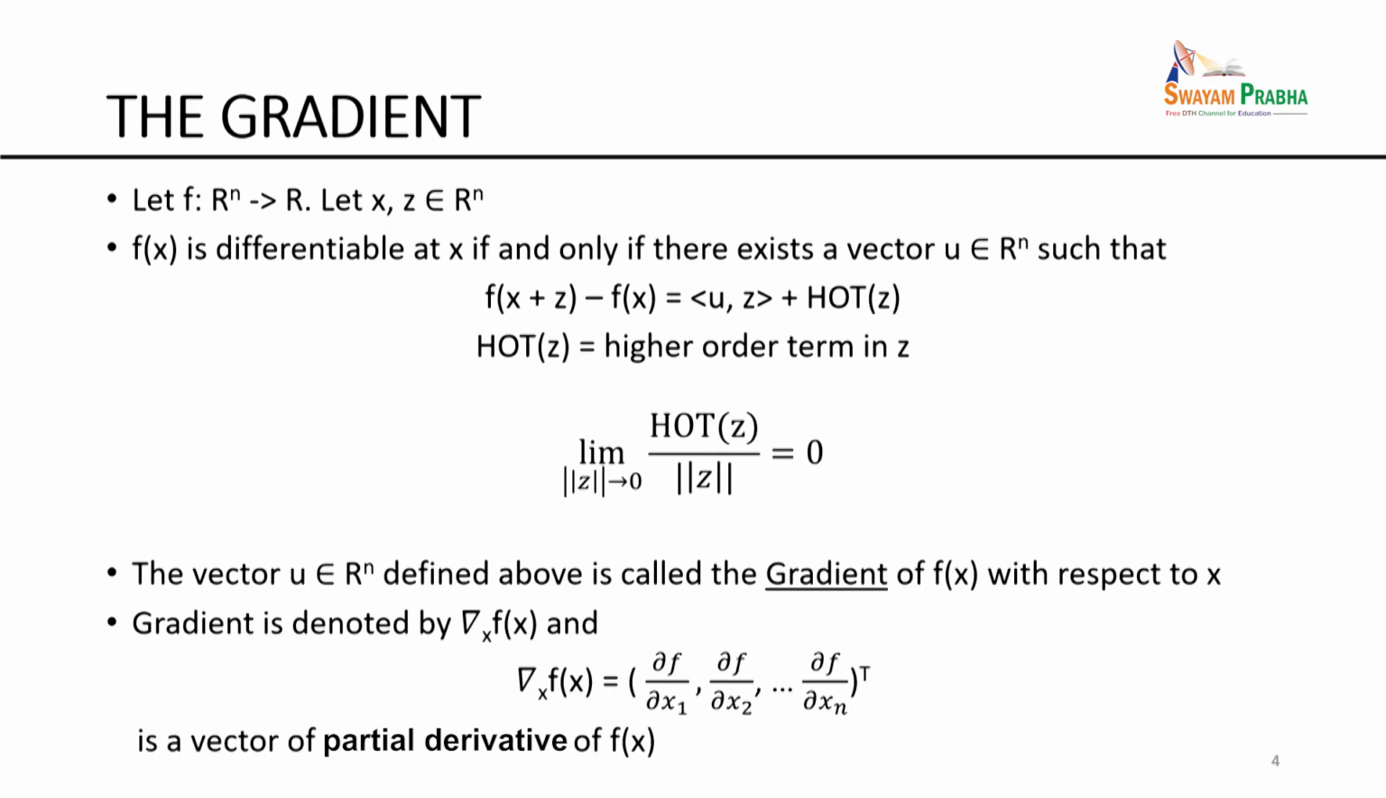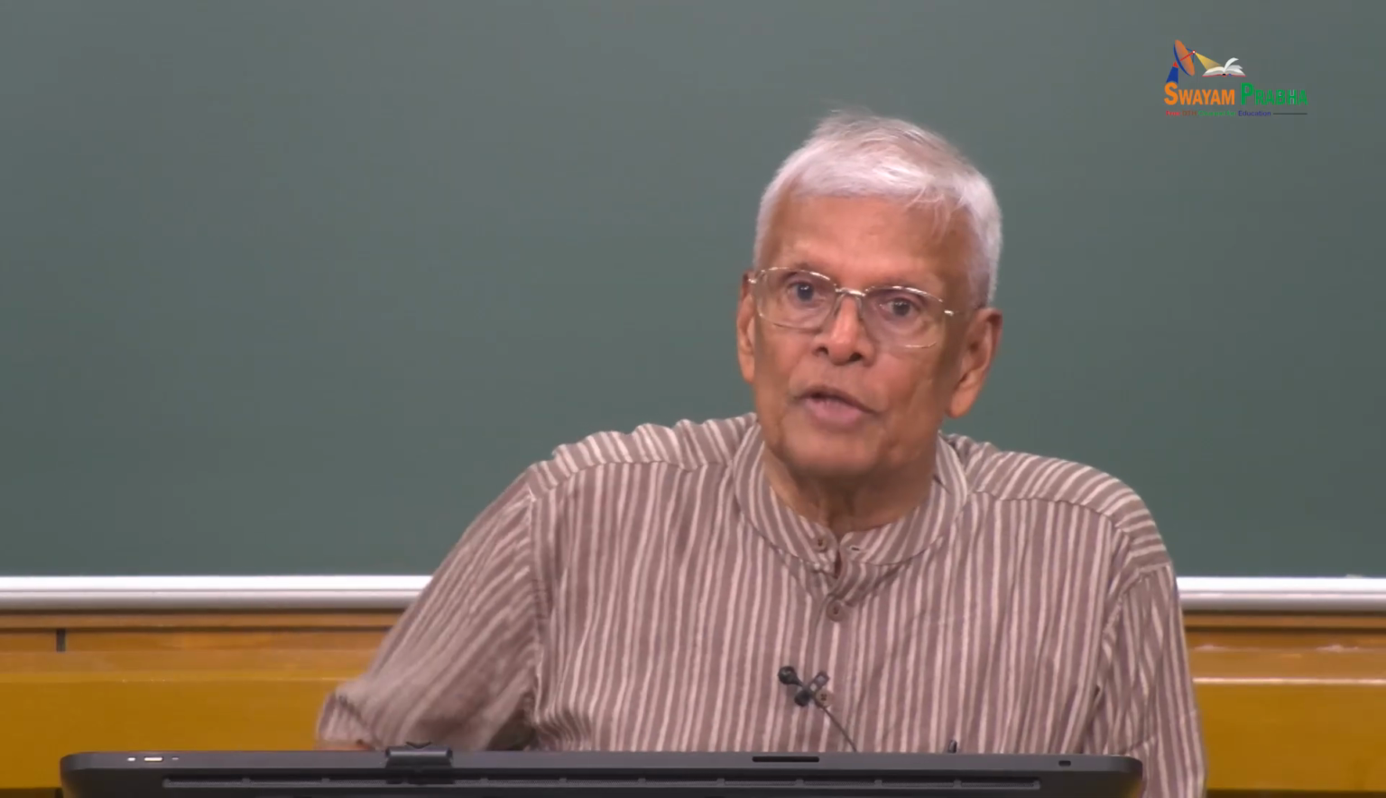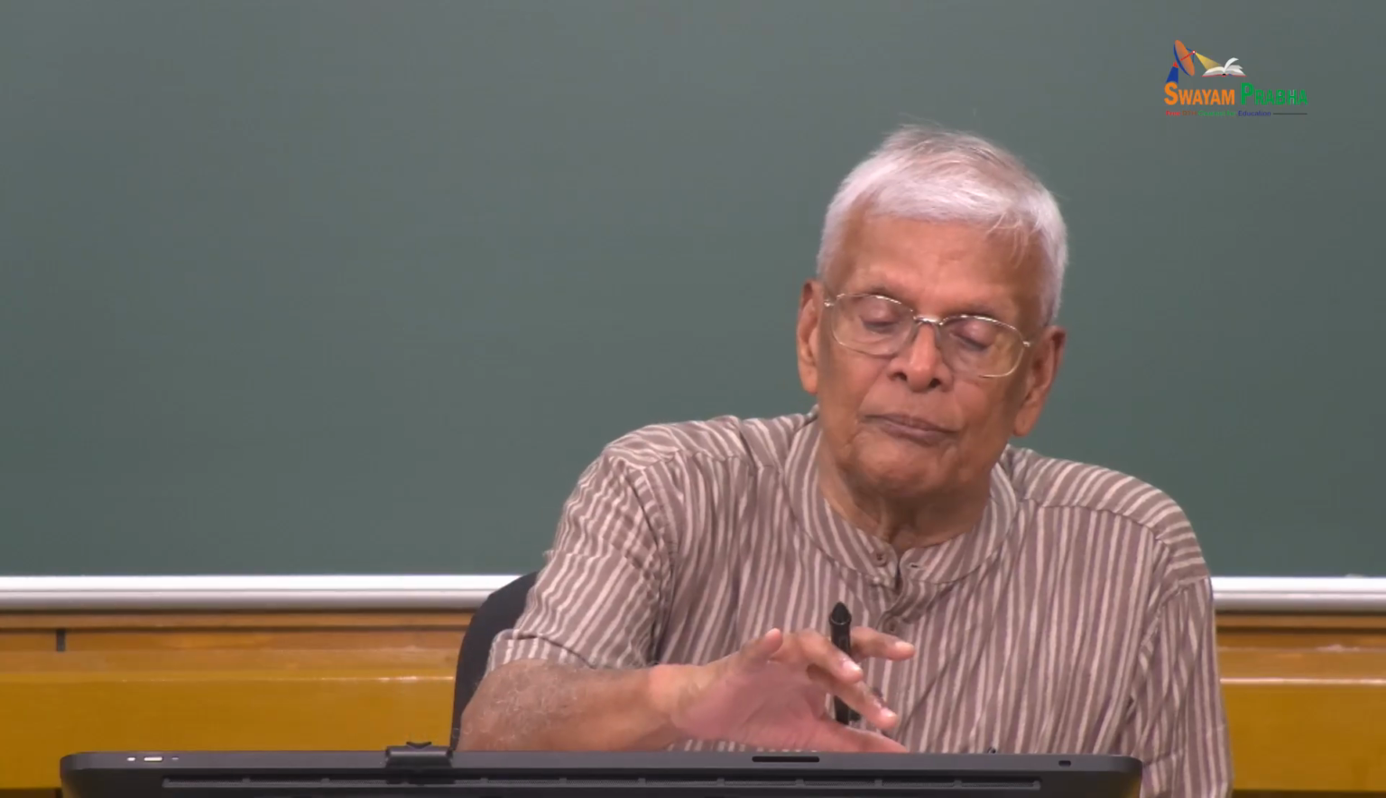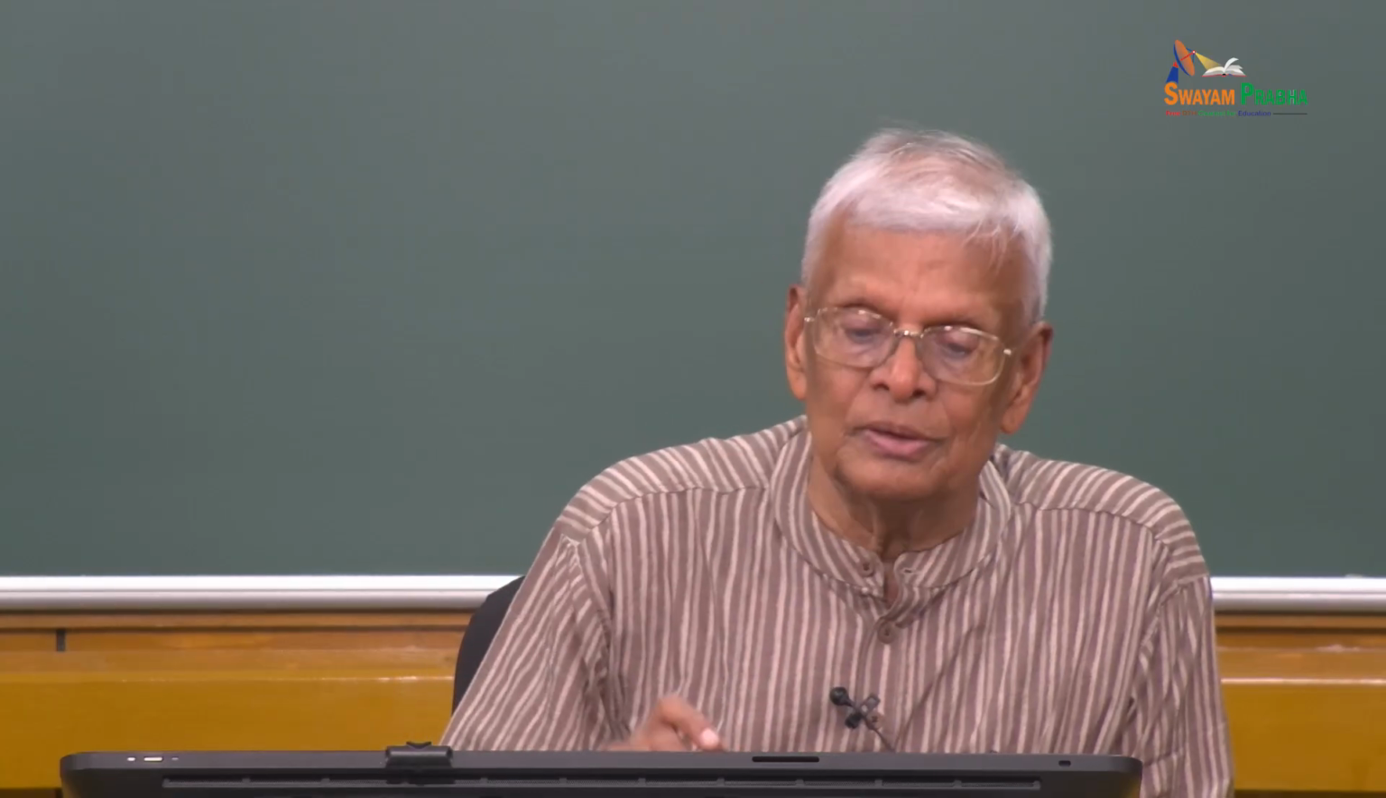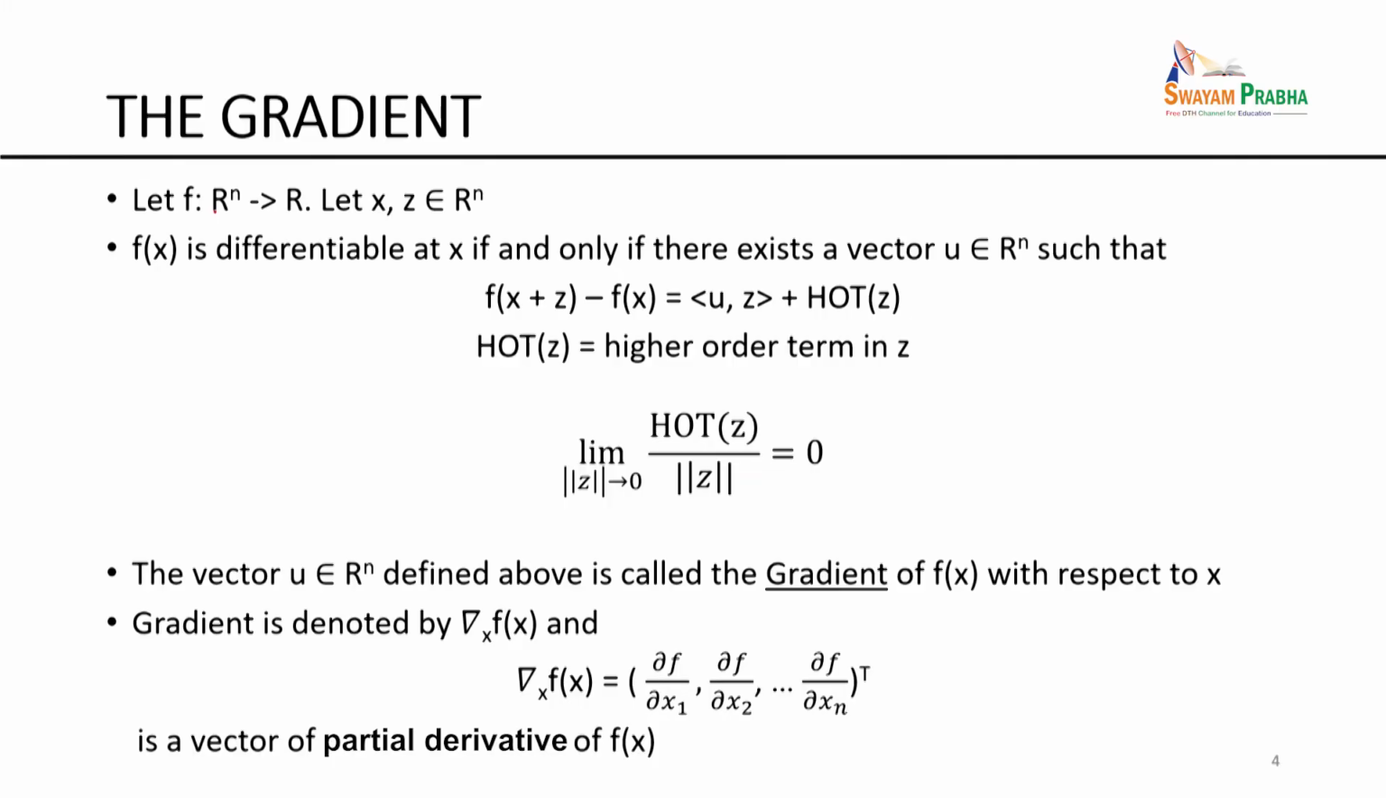Now I'm going to come to the very fundamental concept of the gradient. We are going to be concerned with the scalar valued function of a vector. F is defined from Rn to R. Rn is the domain, R is the range. So it takes vectors as input and outputs a scalar. Let's consider 2 points x and z in Rn.